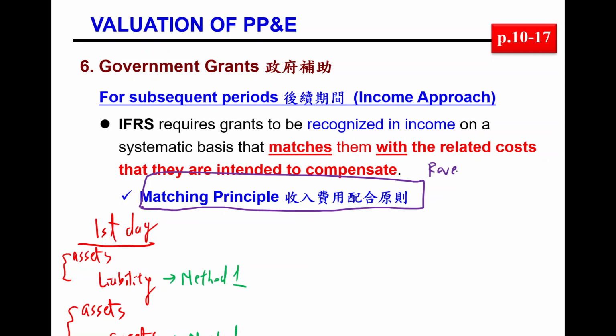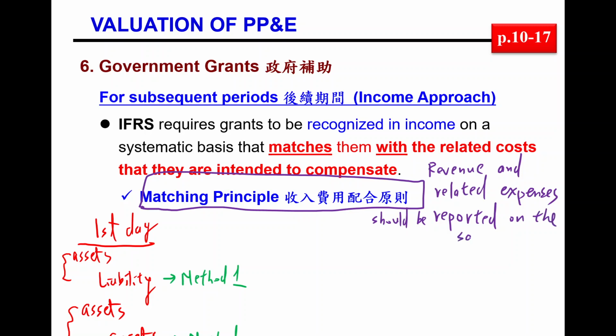So your revenue and related expenses should be reported on the same accounting period. Okay? Why do we have this very important logic concept? Revenue and related expenses should be reported on the same accounting period.